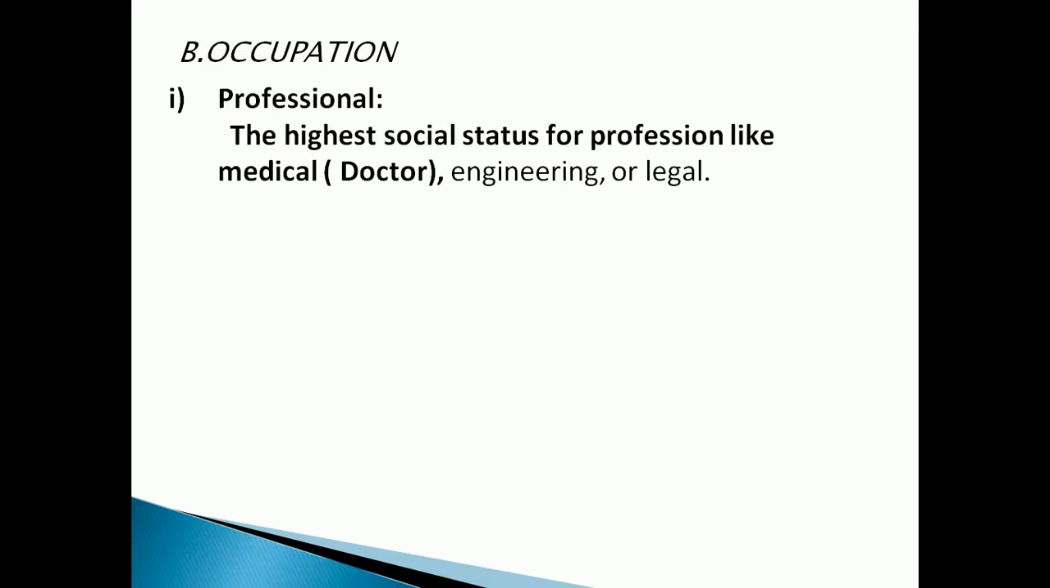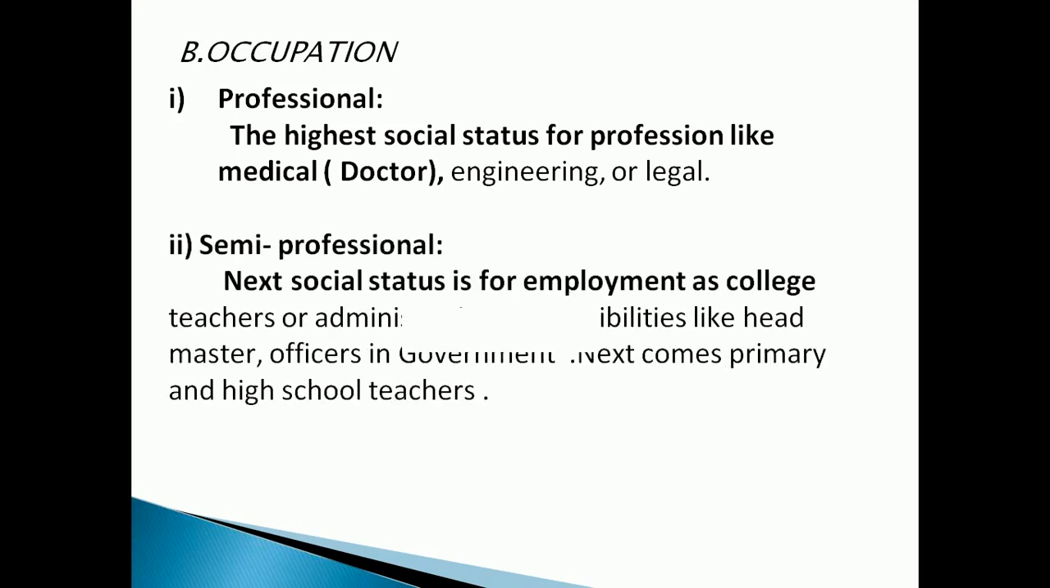Professional means the highest social status, for professions like medical doctor, engineer, or legal lawyer, advocate. All this comes under the highest group, that is called the professional group in occupations. And what is semi-professional? Semi-professional, next in social status for employment, is college teacher or high school teacher, or any administrative responsibility like headmaster. All come under semi-professional groups.